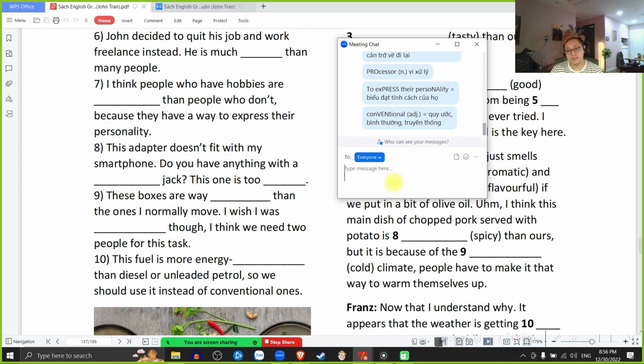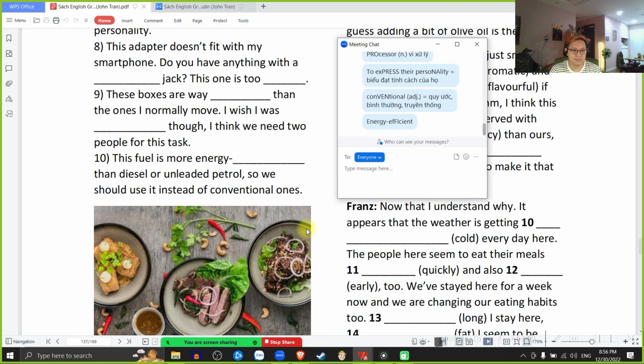Conventional means traditional sometimes. Convention, hội nghị. Conventional mang tính quy ước, mang tính hội nghị, mang tính truyền thống, mọi người đều theo cả, bình thường. Cái nhiên liệu này nó more energy efficient, hiệu quả về mặt năng lượng hơn so với diesel hoặc là xăng không chì, unleaded petrol. Cho nên chúng ta nên sử dụng nó thay vì những cái nhiên liệu truyền thống chẳng hạn.